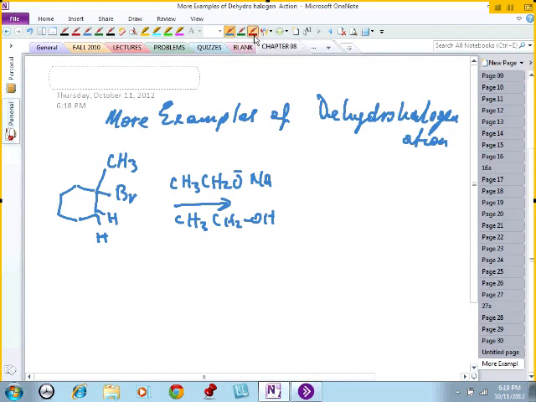Okay, let me number the carbons. Let us say this is carbon 1, 2, 3, 4, 5, and 6, and say this is carbon 7. Okay, where do you expect the carbon-carbon double bond to be? 1 and 6? Okay, very good. So you expect 1 and 6?